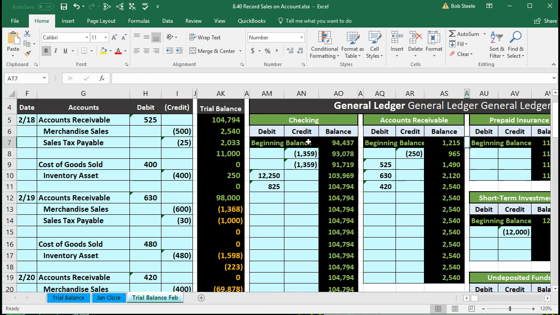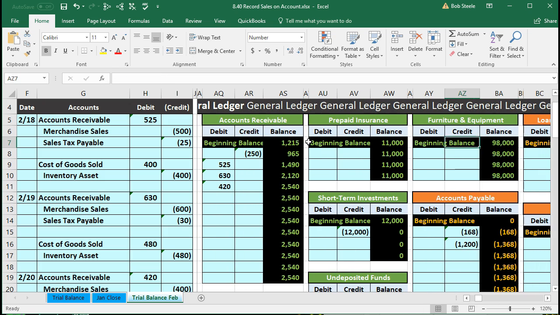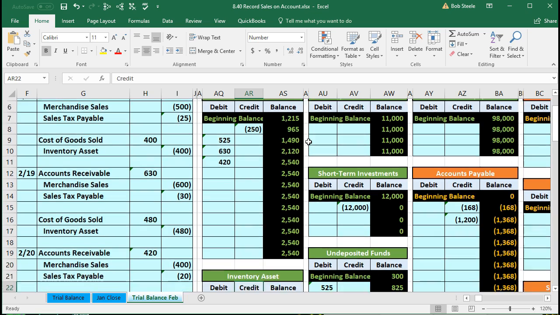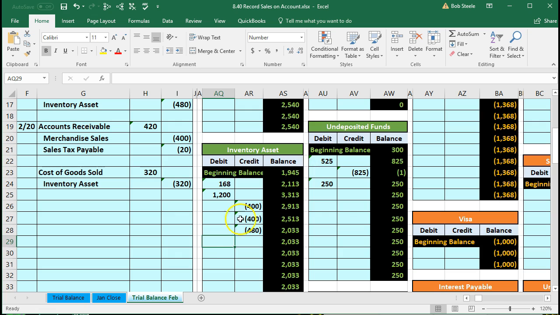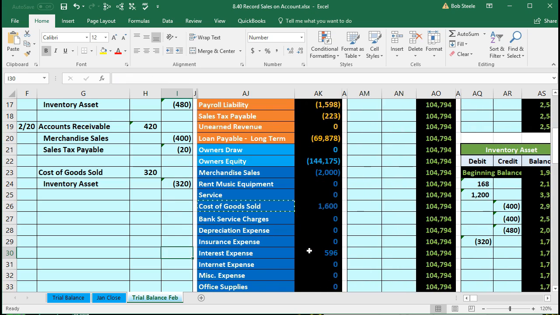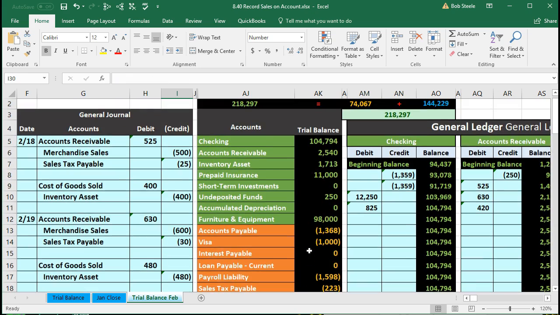Let's find the third account on the general ledger so we can post the general journal entry to the general ledger. It's going to be in AQ. So we're in column AQ, and we're going to go to the next available cell, AQ29. And we're going to point to that 320. So we're going to say that equals and point to the 320, bringing it down from 2,033 down by 320 to 1,713.